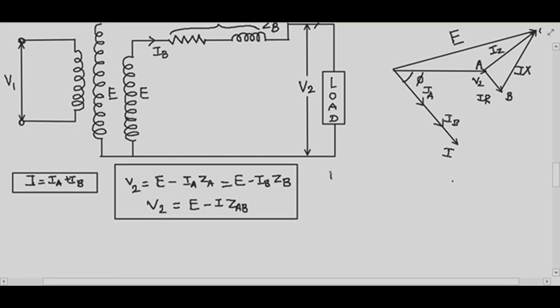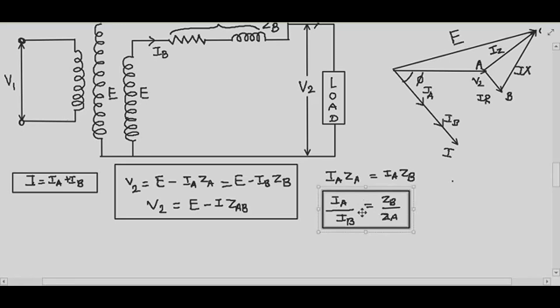Then also IA ZA will be equal to IB ZB, yes, because both are connected in parallel. Or I can write IA upon IB equals ZB upon ZA. Therefore, we can say that the currents IA and IB of the individual transformers are in phase with the load current I and inversely proportional to their respective impedances. So IA is inversely proportional to ZA and IB is also inversely proportional to ZB.